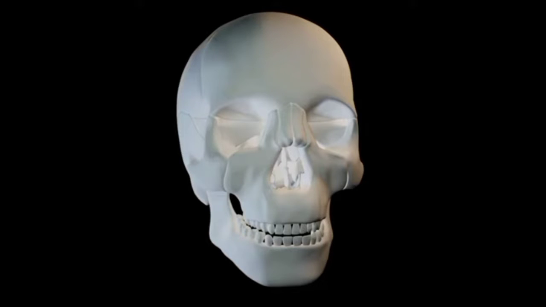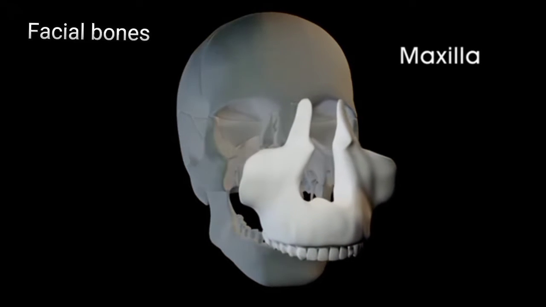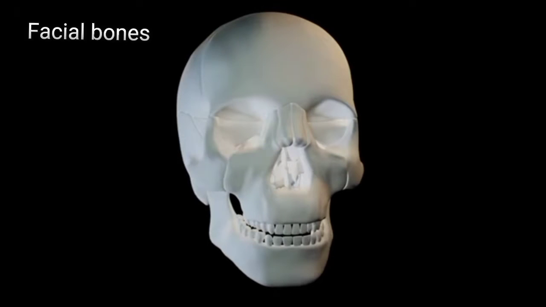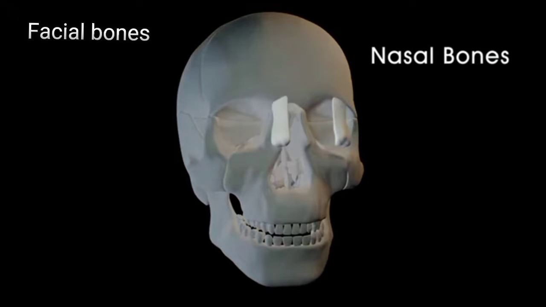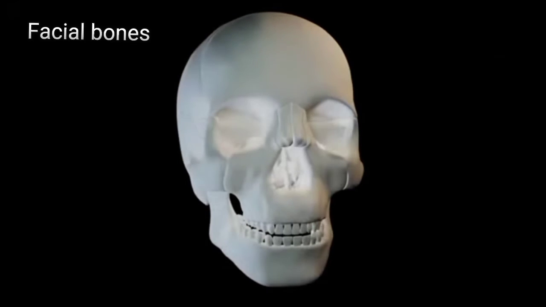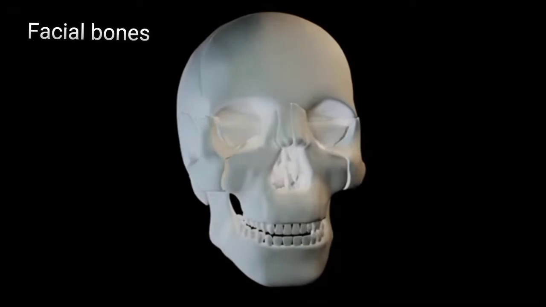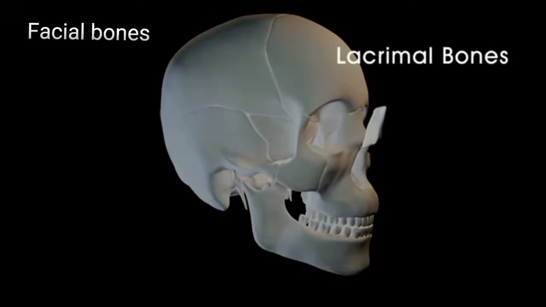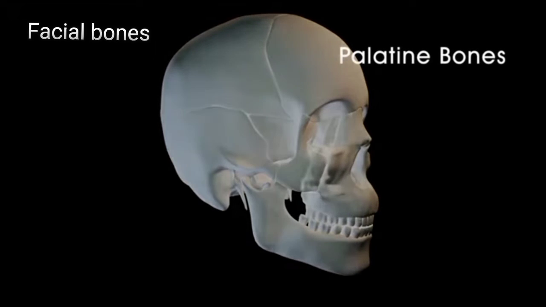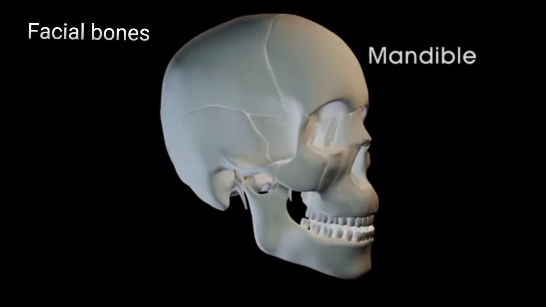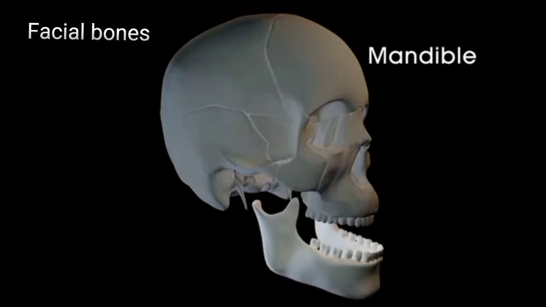Let's discuss them one by one. Facial bones. There is a pair of bones that form the upper jaw, called the maxilla. There is a pair of nasal bones. At the region of the cheeks, there is a pair of zygomatic bones. Next are the L-shaped lacrimal bones. There is a pair of bones present at the region of the eyes. Next are the palatine bones. These are present under the maxilla. There is a single bone that forms the lower jaw, called the mandible.